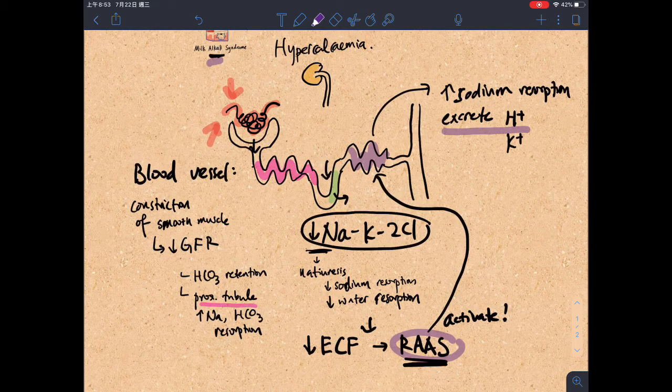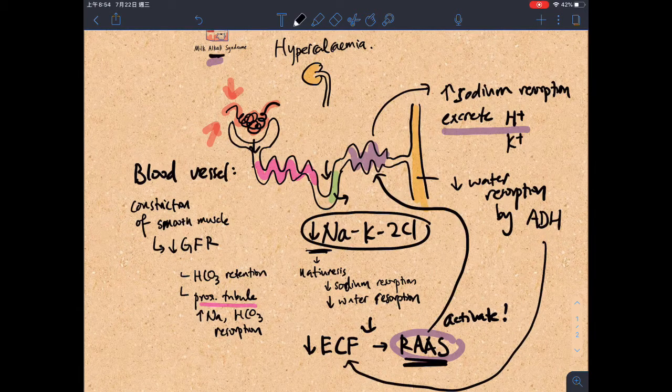There's one more effect of calcium on the kidney. The calcium can also work at the collecting duct. And what it does here is that it blocks the ADH-dependent water resorption. So there is less water resorption by ADH. This is also sort of how you get diabetes insipidus from hypercalcemia. And this, in turn, also contributes to decreased extracellular fluid and activation of the renin angiotensin aldosterone system. As we have said, aldosterone tries to increase sodium resorption by excreting the hydrogen.